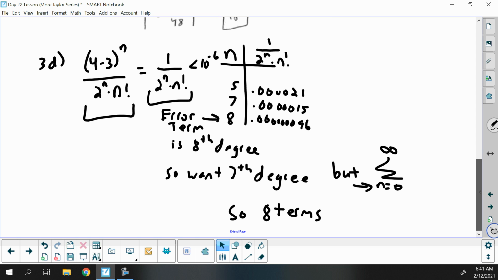But they asked how many terms. And because we started at 0, when n's go from 0 to 7, we would actually have 8 terms. Sometimes that n on the bottom will be 1, so our answer would just be 7 terms. But here, because we started at 0, we have 8 terms.